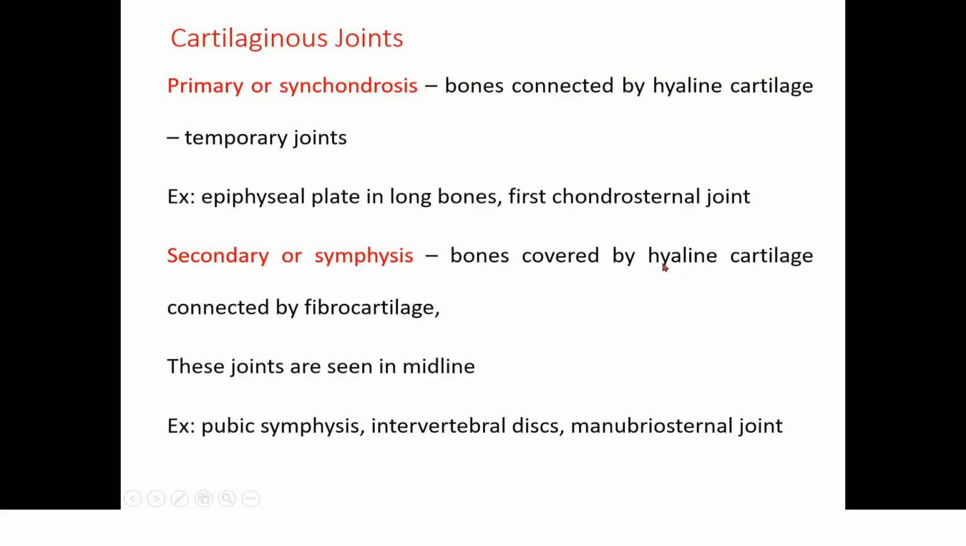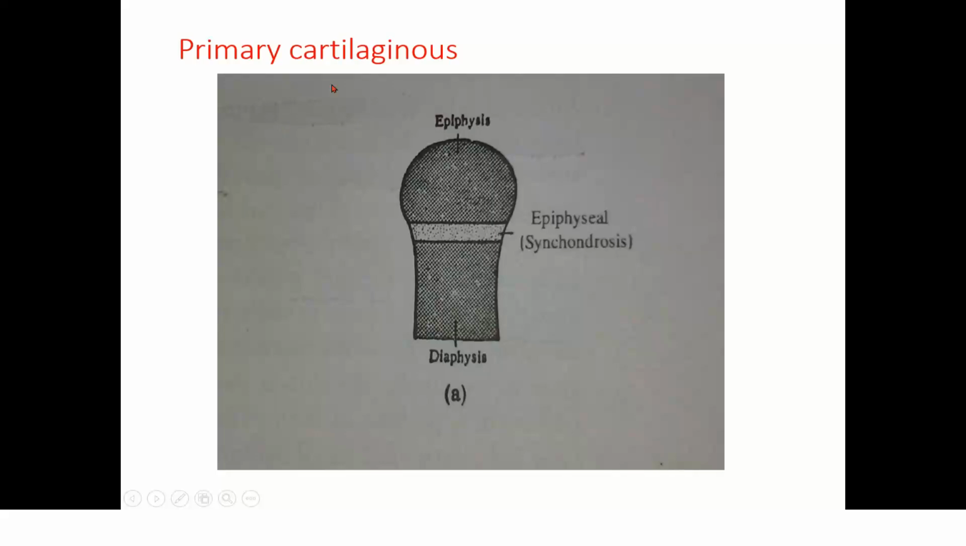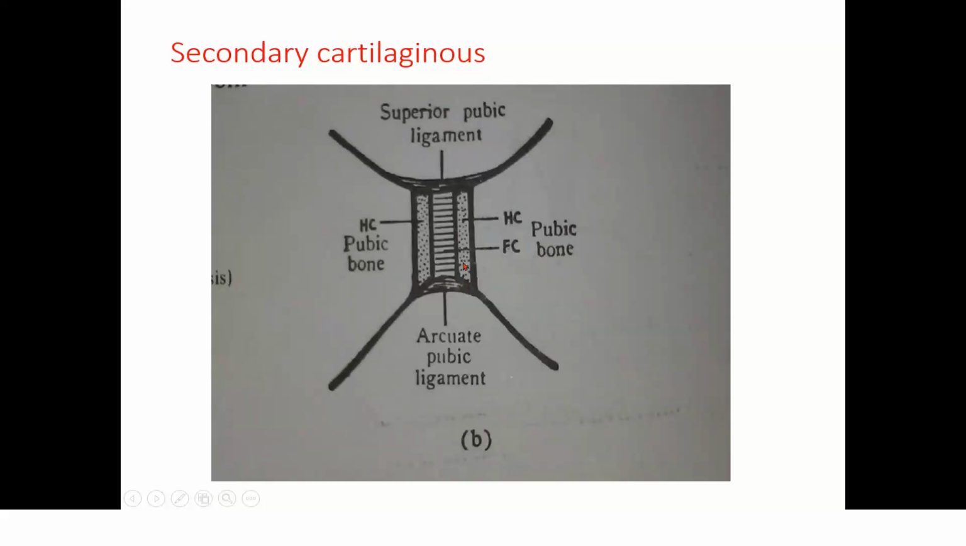In this, the bones are covered by hyaline cartilage, and these hyaline cartilages are joined by a fibrocartilage. These joints are actually seen in the midline, like the symphysis pubis, intervertebral discs, and manubriosternal joint. You can see the primary cartilaginous joint. Example: the epiphyseal plate of the growing bone, where the epiphysis and diaphysis are being joined. This is the epiphyseal plate. It will be adding bone on both sides. The secondary cartilaginous joint, symphysis pubis: you can see here the two hyaline cartilage plates which are joined by a fibrocartilage.